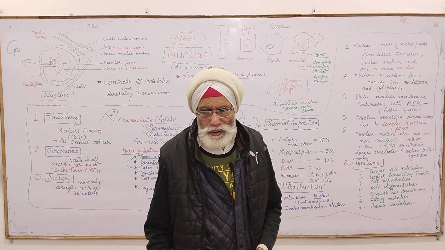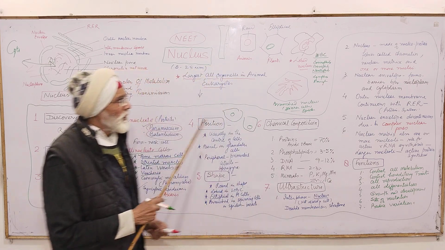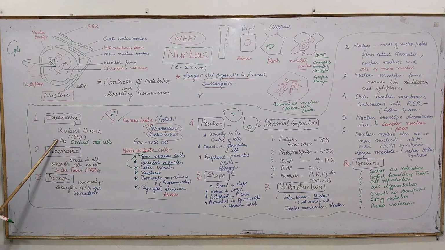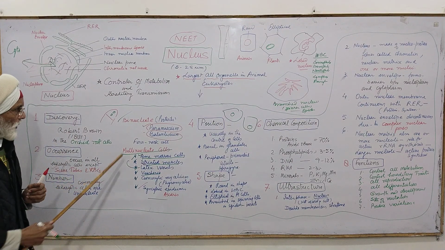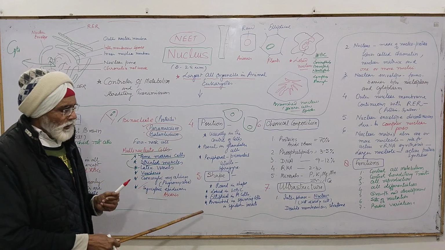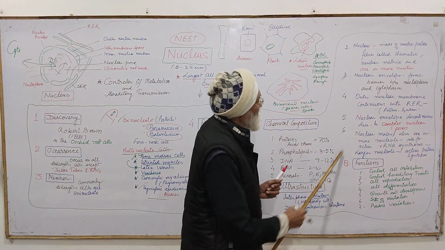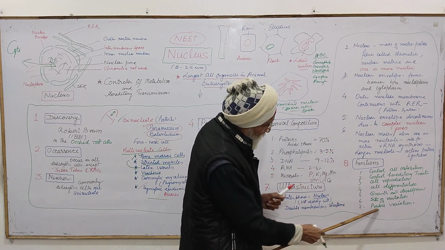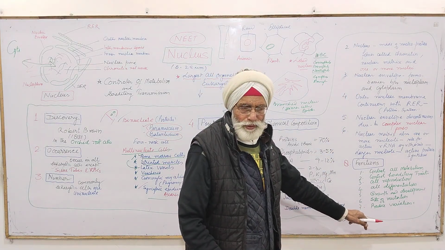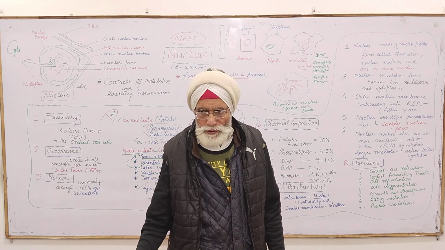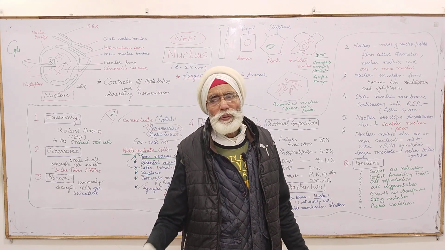Now, in summary, you can see the nucleus very clearly, either its discovery or occurrence, its number, position, shape, chemical composition, or its function producing variation. The last one is that it produces variation from species to species, and speciation is the beauty of evolution.